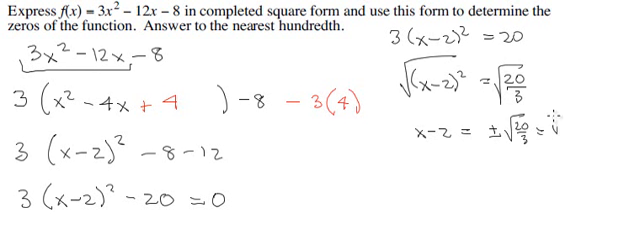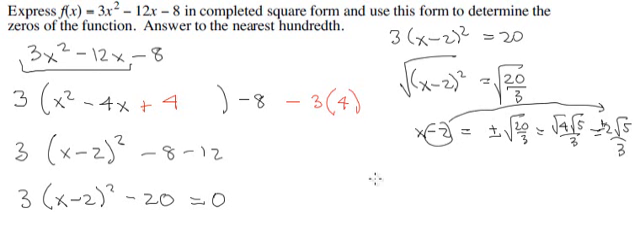Now, root 20 is root 4 root 5, which is 2 root 5. Oops, don't forget the plus or minus. And then we take our 2 over to the right-hand side, and we get this. X is 2 plus or minus 2 root 5 over 3.